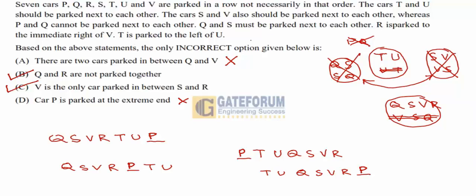I'm not sure whether any criteria has been left out or not. But as far as the criteria given right now, we can say that these two are wrong and B and C is always correct, because nowhere it has been said that R and P are adjacent or something of that sort. So this is the only case that can happen.